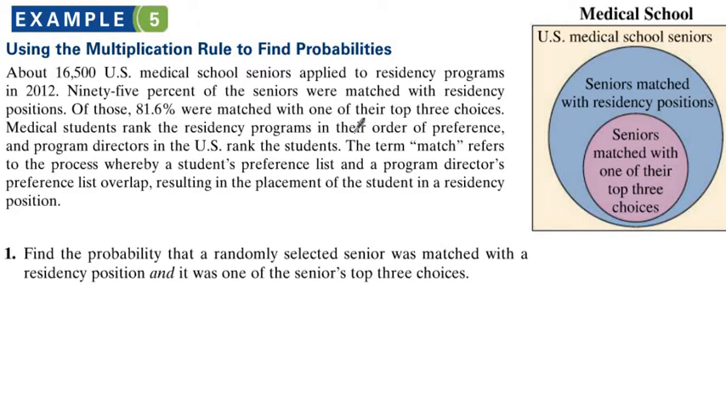So this is a problem on the chance that you have a medical school student getting into one of your top 3 choices in terms of your residency position. This is a little Venn diagram. It says 95% of seniors were matched with residency positions. Of those 95%, 81.6% got one of their top 3 choices. Okay, so you have to rank your choices: I want to go here first, here second, here third. They're just explaining how that works down here.